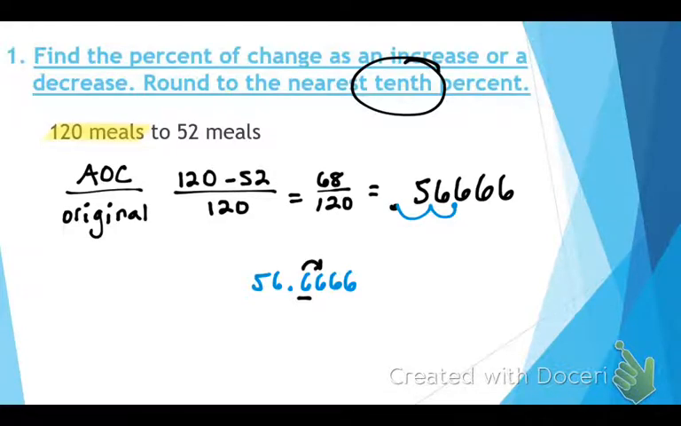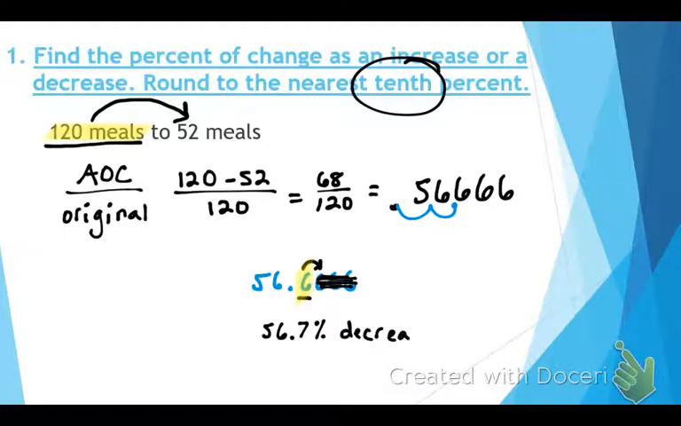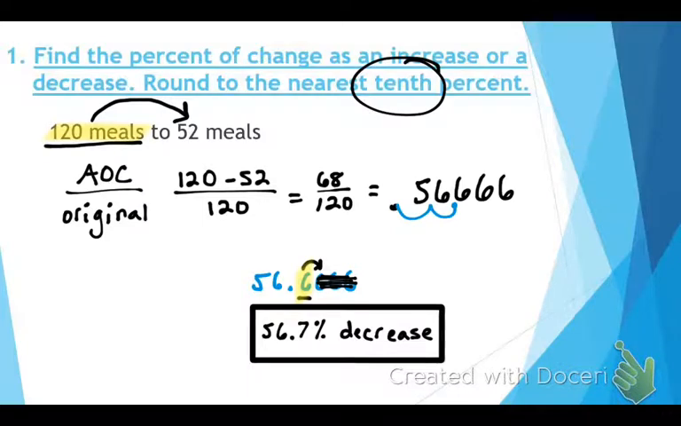What does that 6 say? Yes. So all of these go away, but what happens to this 6? It gets 1 bigger. It becomes a 7. So 56.7%. And then it asks you to find whether it's an increase or a decrease. If I had 120 meals and now I have 52, did my number of meals decrease or increase? Decrease. They decreased because I don't have as many meals now. So the final answer is 56.7% decrease.